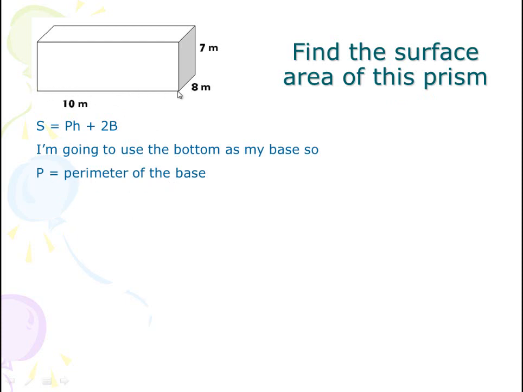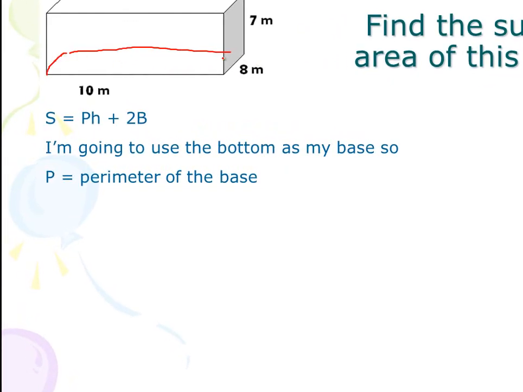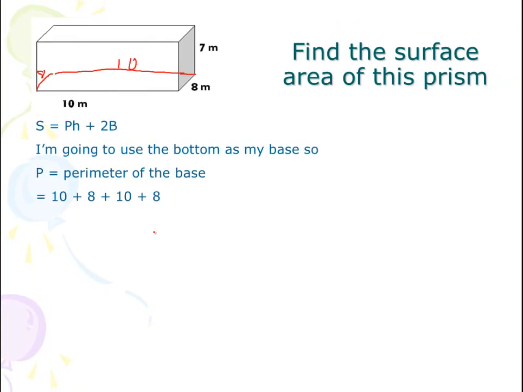Now this is 10 and this is 8. But that's only two sides of it. Remember that you also have this back here and this here. So if this is 10 and this is 8, what's the back one? 10. And what's this over here? 8. So I need to add all those up to find the perimeter. What's 10 plus 8 plus 10 plus 8? Correct, 36. Now that's the perimeter of my base.